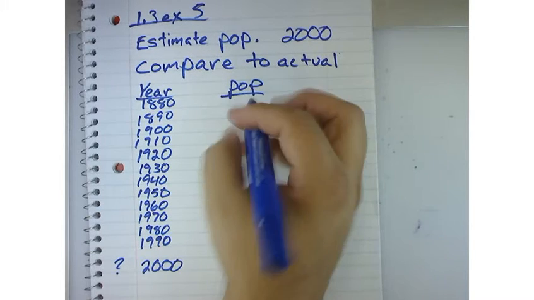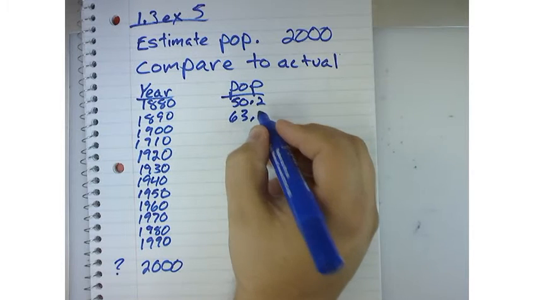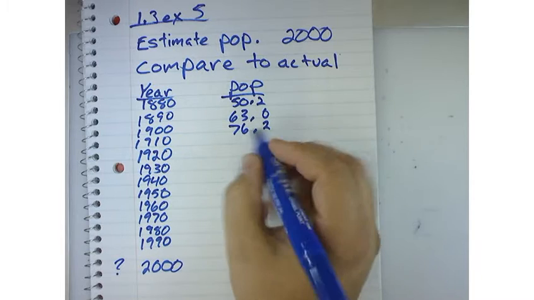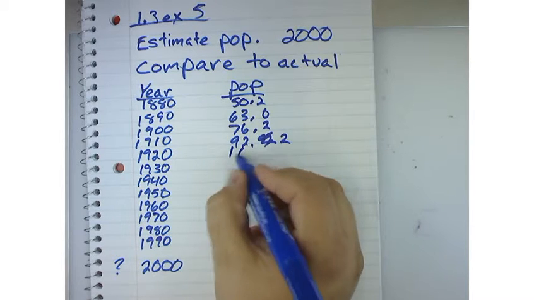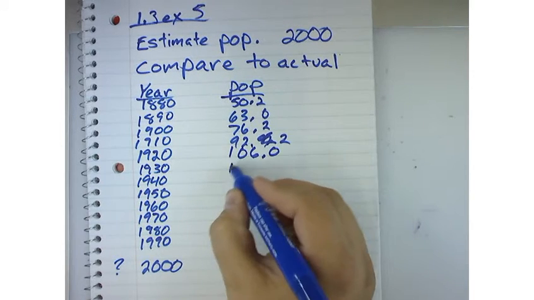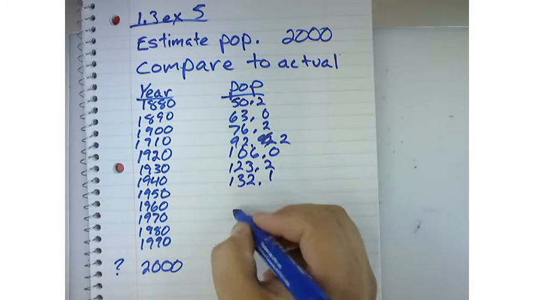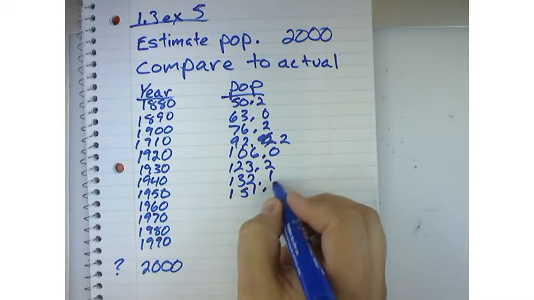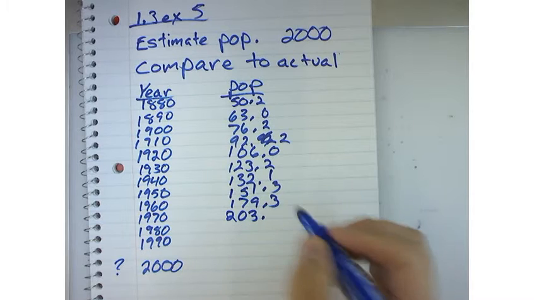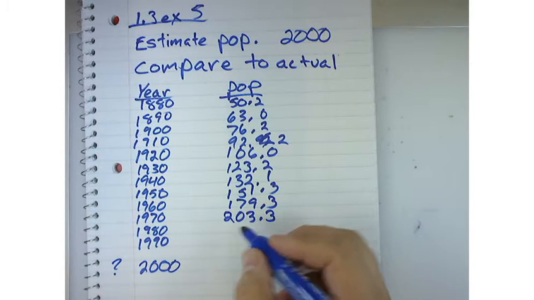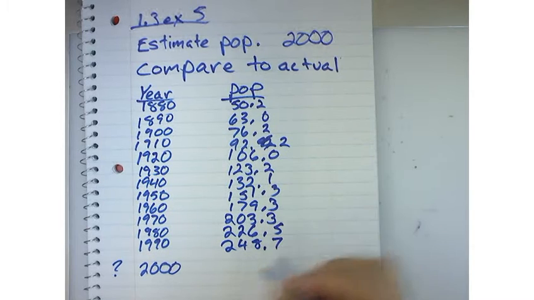So we started off kind of small, 50 million. So we got 50.2, 63.0, 76.2, 92.2, 106.0, 123.2, 132.1, 151.3, 179.3, 203.3, 226.5, and then 248.7. And so this is what we want to know.